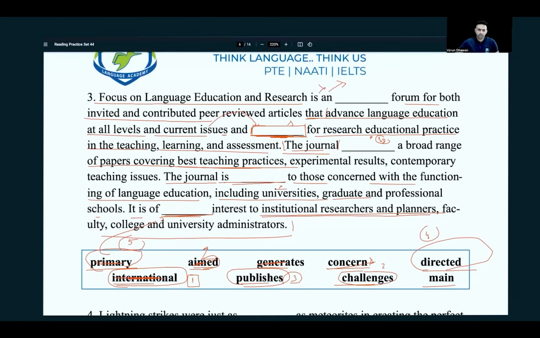If you've got 5 correct, well and good. 4 is fine, but anything less than 4, you have to make sure you work a bit more and understand what the passage is about. All right, let's move on to the next one now, number 4.